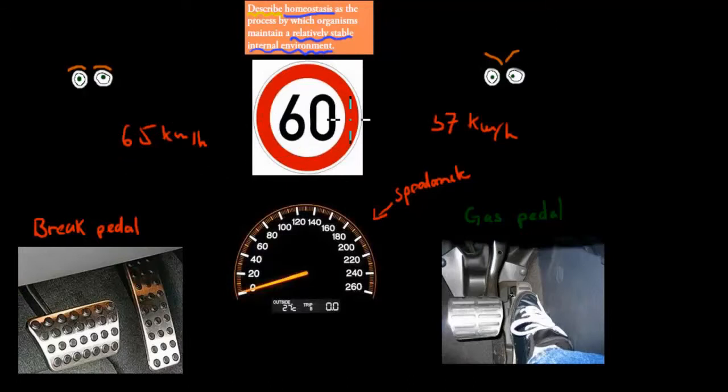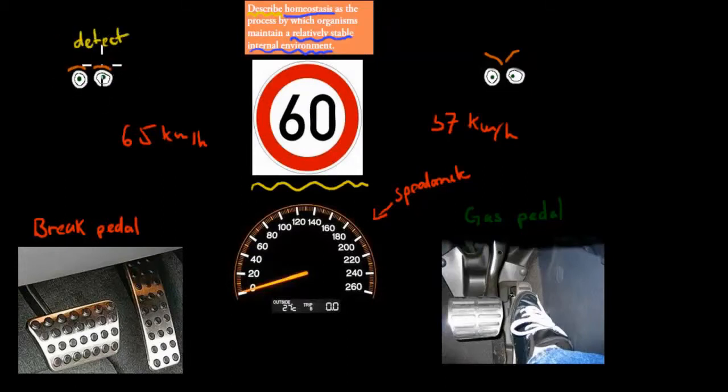And the way he can keep it at about 60 is by using the brake and the gas pedal. So you can imagine the relatively stable internal environment is saying, okay, we want to keep it around about 60. And the way we do that is through homeostasis. Homeostasis is detection and response. First we have to be able to detect a change. You can imagine our eyes do that. Our eyes help us detect change.